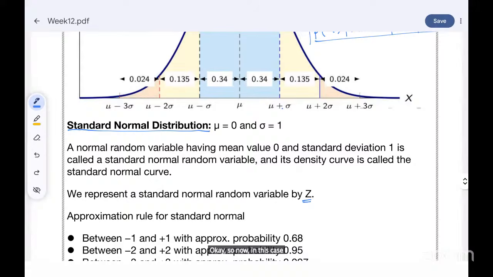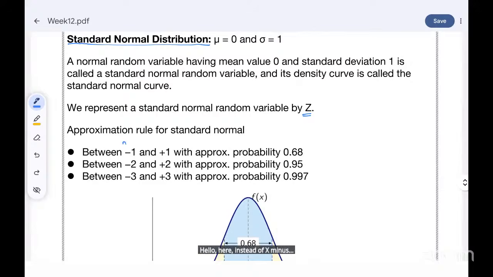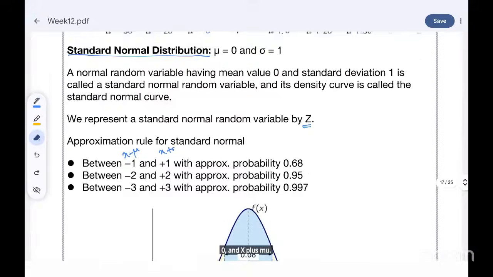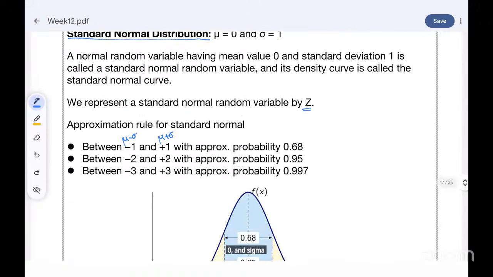Now, in this case, the density curve is called the standard normal curve. Here, these points are mu minus sigma and mu plus sigma, because mu is 0 and sigma is 1. And this is mu minus 2 sigma and mu plus 2 sigma. This is mu minus 3 sigma and mu plus 3 sigma, because here mu is 0 and sigma is 1. So this is the curve.